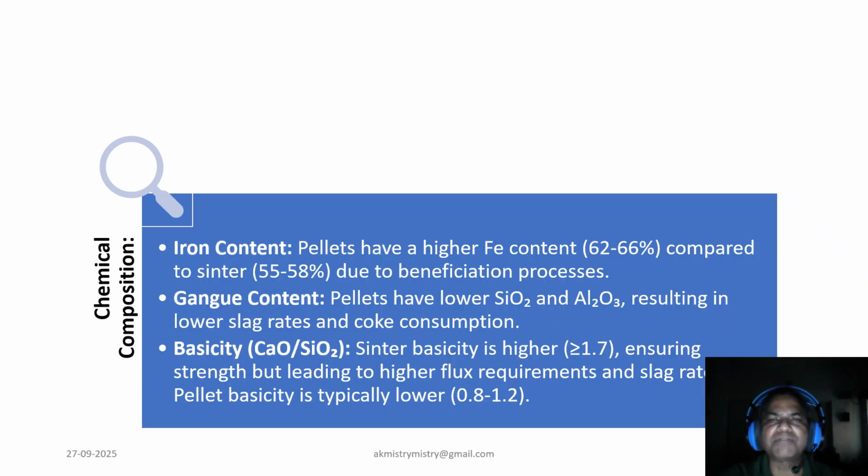This also affects the gangue content, which refers to impurities like silica and alumina. Now, pellets contain lower levels of these impurities, which leads to a lower slag rate and reduced coke consumption in the blast furnace.